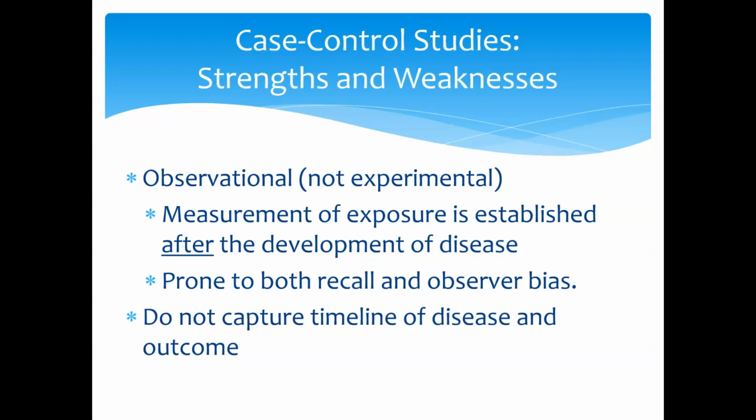And then prone to both recall and observer bias. So what that means is that if you have a case control study and you're asking people to recall things that happened long ago, like how many fruits and vegetables did you eat, or how often do you use your cell phone, sometimes if you ask them too far back, they don't really recall well. There's also sometimes observer bias. So if you have the people doing the interviews are biased certain ways against certain people, you could have bias there. And then also they don't capture the timeline of the disease.